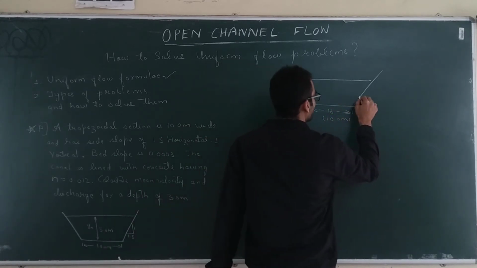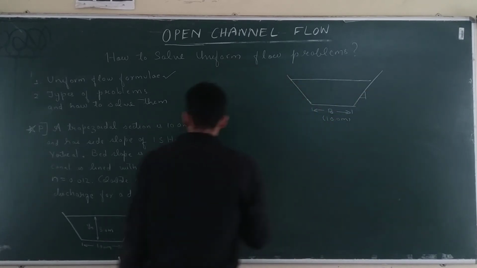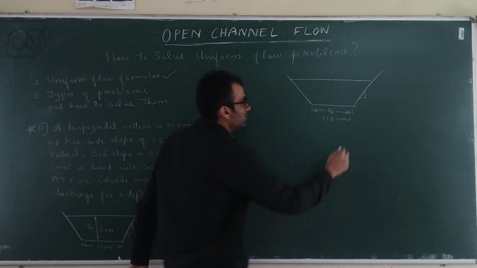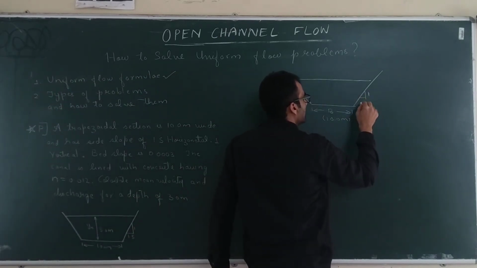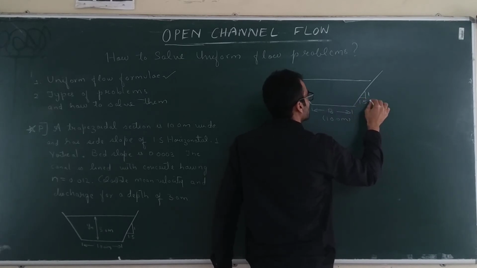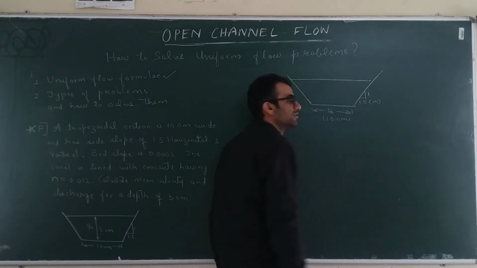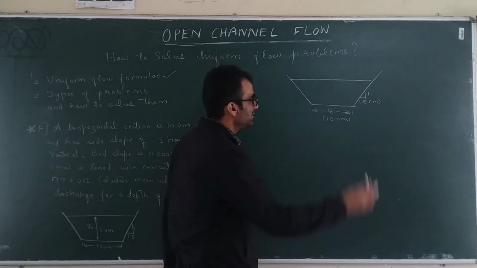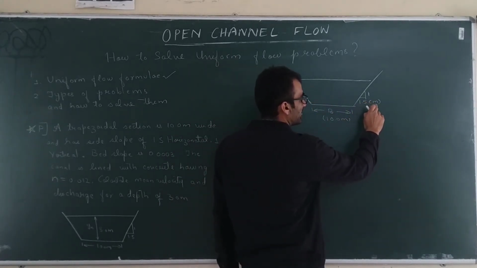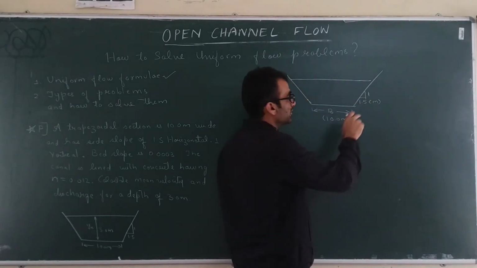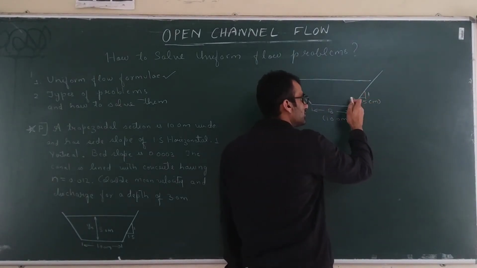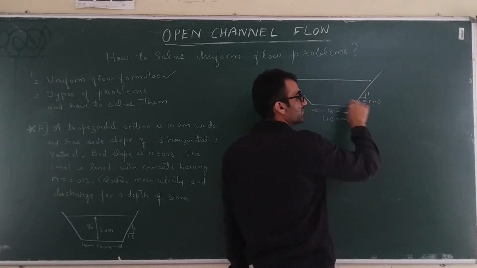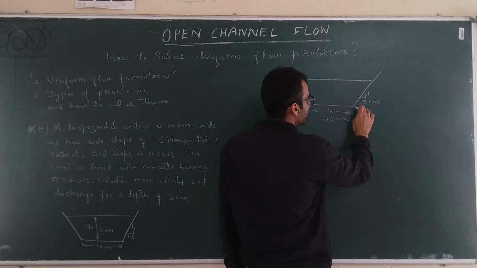Now side slope, what is given? The side slope is given 1.5 horizontal to 1 vertical. So for 1 vertical rise, we are traveling 1.5 horizontal. So this is the value of M. In the formulas we derived in the last lectures, we always use side slope M as the horizontal component, the horizontal distance you have to travel for 1 vertical. So this is 1 vertical, 1.5 horizontal, so our M becomes 1.5.